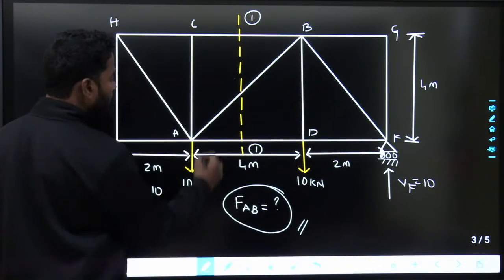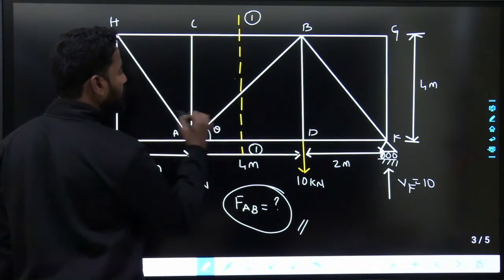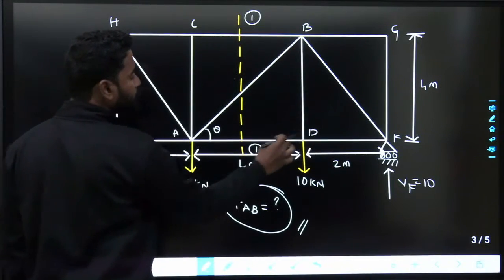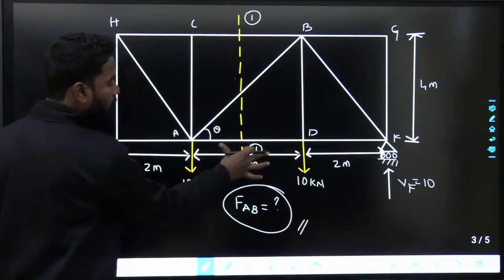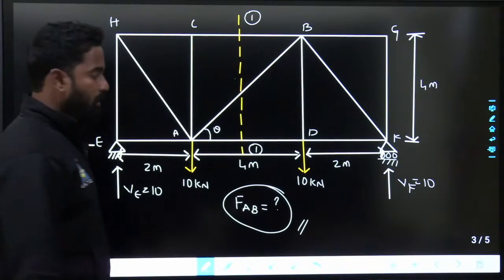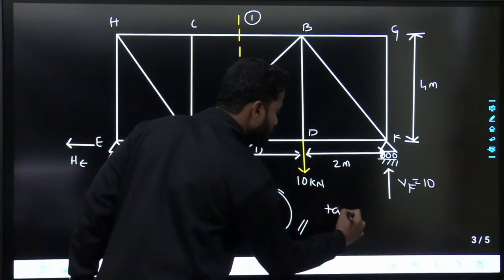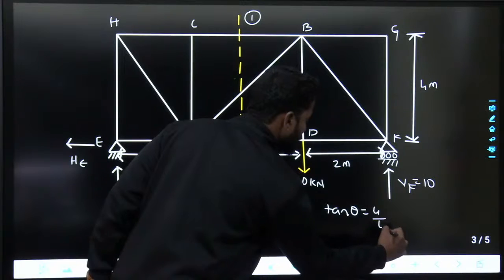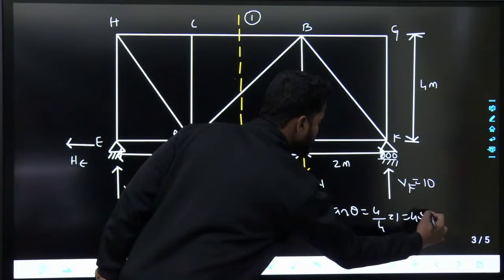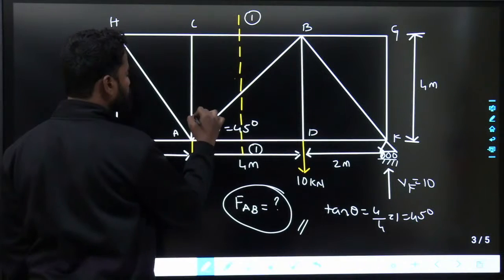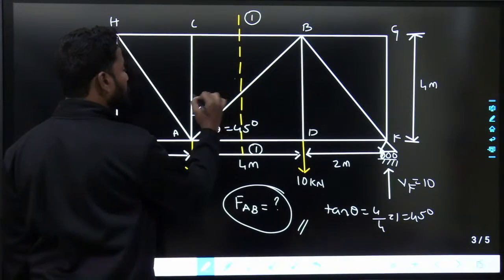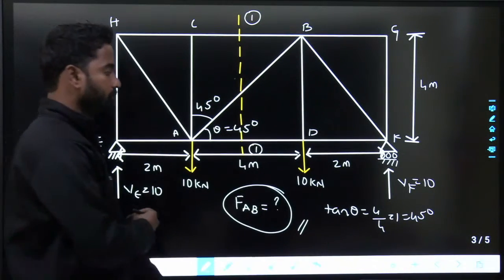And if you want to find out this angle, what is this angle? Tan theta. This height is 4 meters, this is also 4 meters. Tan theta equals to 4 upon 4, that is equals to 1, that means theta equals to 45 degrees. If this is 45 degrees, this is also 45 degrees.